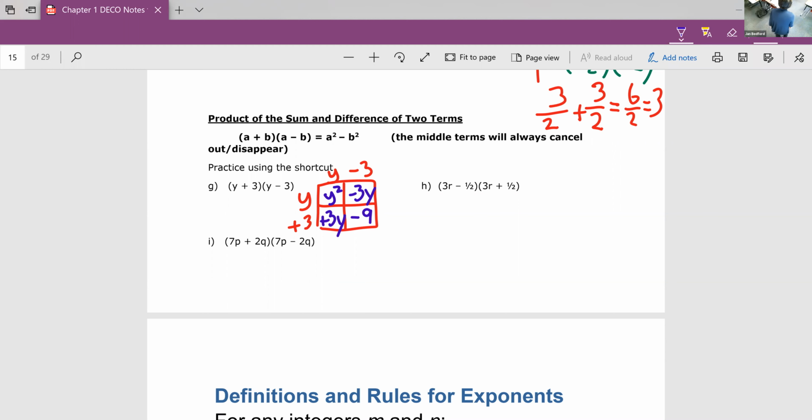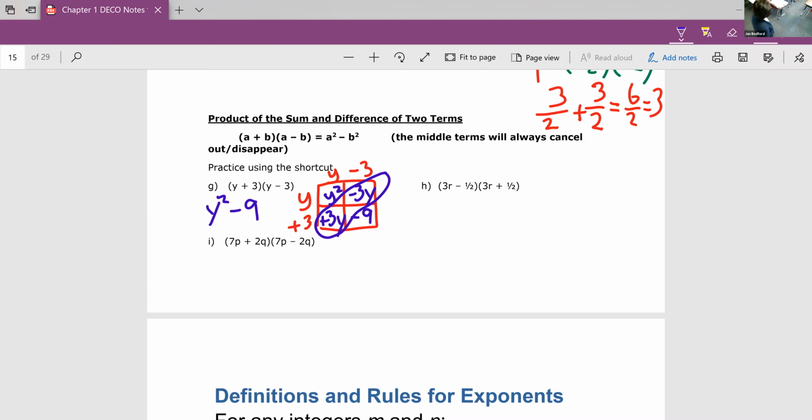Now, when I go to look for like terms, what do you notice happens? I have 1 positive, 1 negative, but the number and the variable matches. So if I'm adding a positive and a negative, different signs, I'm actually going to subtract those numbers, right? 3 minus 3 is 0. These guys cancel out, and I am left with y squared minus 9. Because remember, that was a positive 3 times negative 3, which gave me a negative 9.